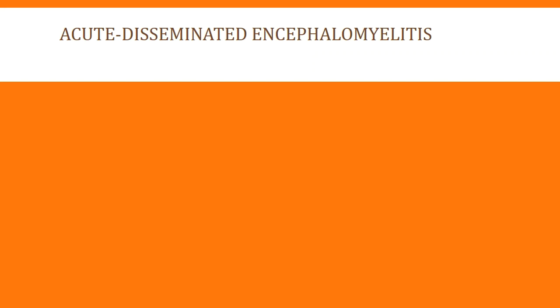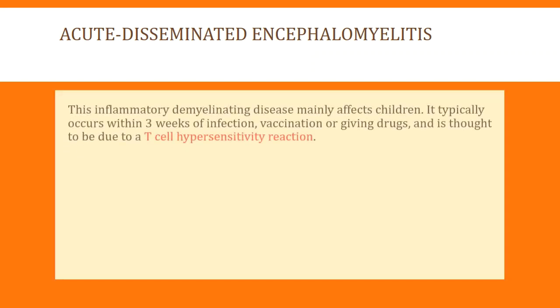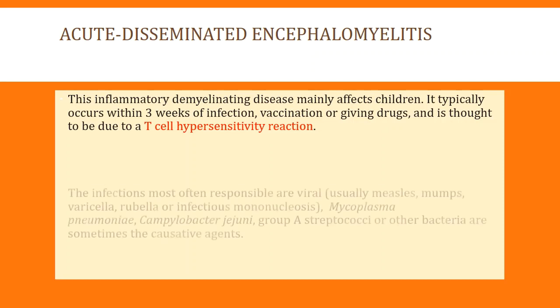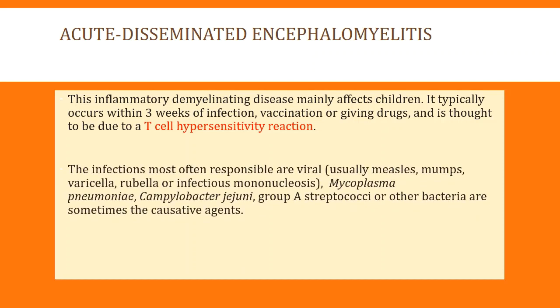Now, what is acute disseminated encephalomyelitis? Now, this inflammatory demyelinating disease mainly affects children. It typically occurs within 3 weeks of infection, vaccination, or of giving drugs, and is typically thought to be due to T-cell hypersensitivity reaction. Infections like Mycoplasma pneumoniae, Campylobacter jejuni, group A streptococci, or other bacteria can be a few causative agents. Viral causes include measles virus, mumps, varicella zoster, rubella, or infectious mononucleosis.